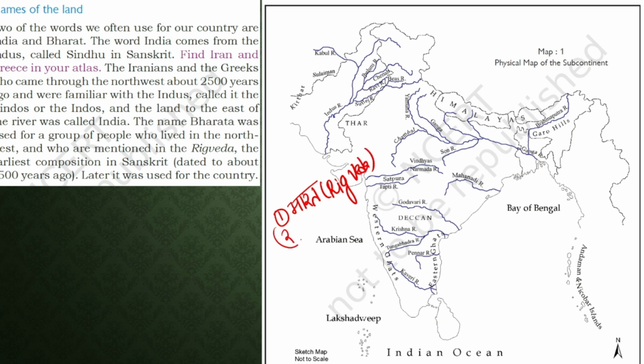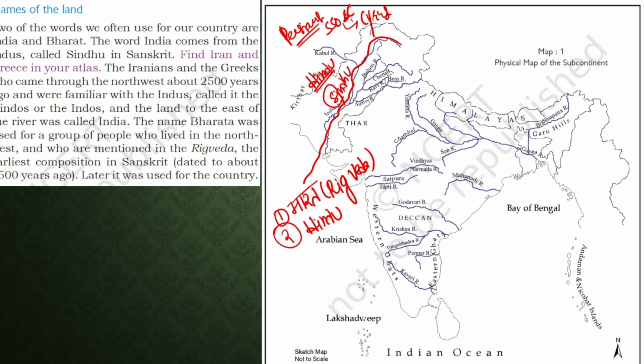The second name is Hindu. From where do we get the word Hindu? You know that there is a river called Indus. When the Persians came to India around 550 BC, the first person to come to India was Cyrus. These people had difficulty pronouncing the river called Sindhu. This was our Sindhu river, but instead of saying S, they said Hindu. So this is the way we got the word Hindu.